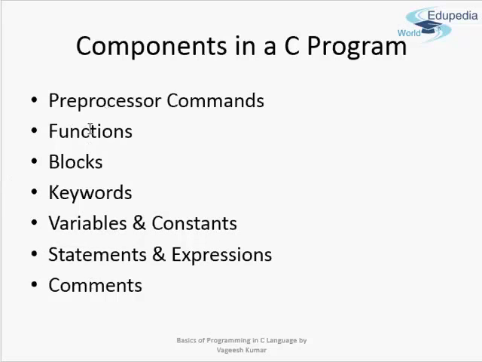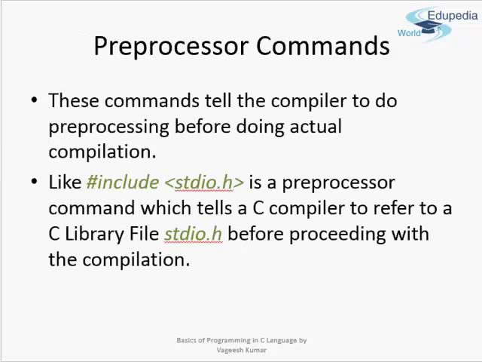Now we will discuss what these components are, one by one in detail. Okay, first is the preprocessor commands. Now these commands tell the compiler to do the pre-processing before doing the actual compilation. So these commands never become part of your end compiled program. Okay, it only remains in your source code. The compiler reads it and understands how you want it to compile your program, and then it ignores it. It will not include the preprocessor commands in your compiled program.